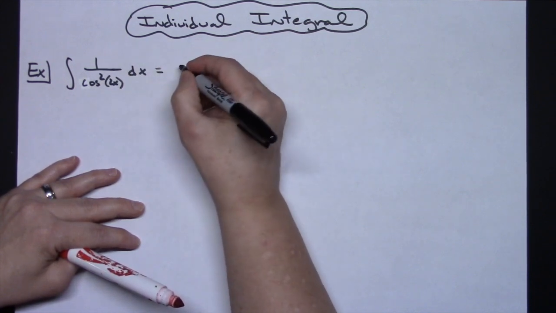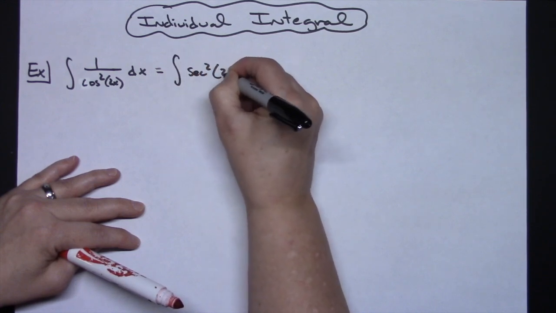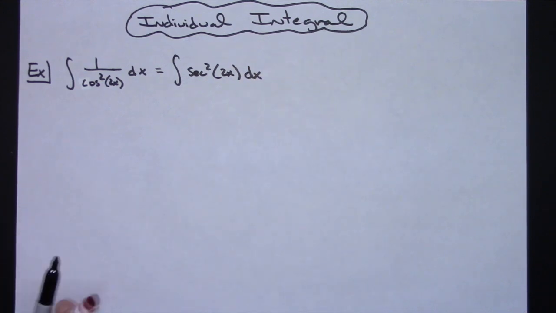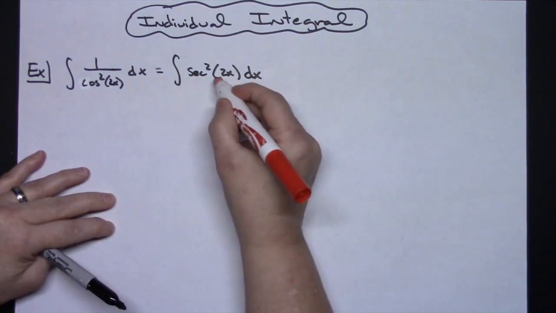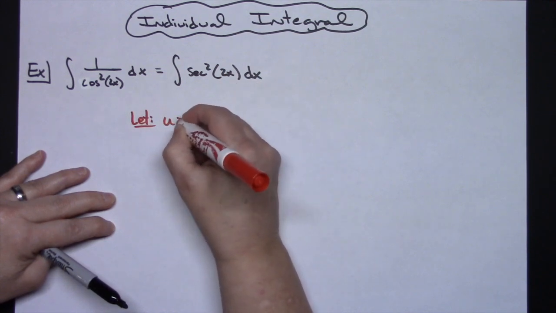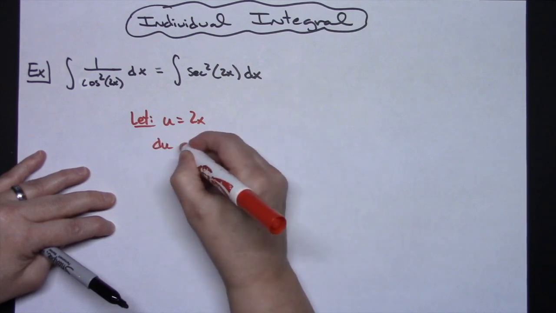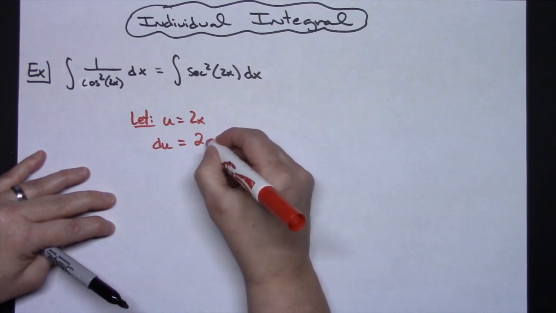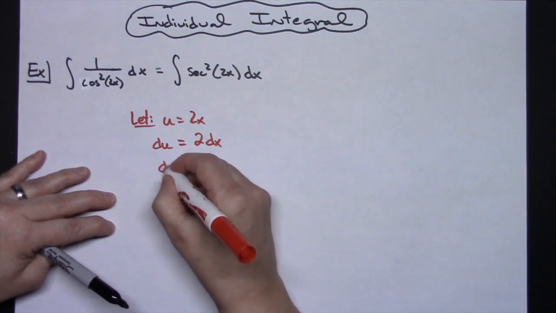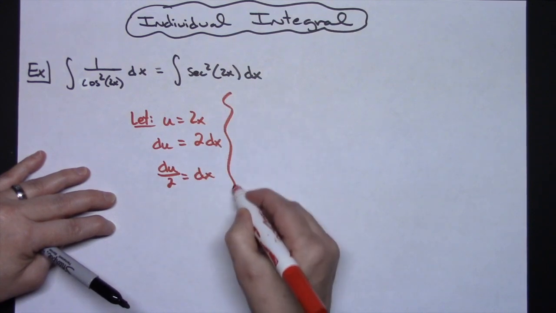So we're going to say that this is equal to the integral of secant squared 2x dx. All right, that's going to let us easily then let our u be the inside portion of this function. So we're going to let u equal 2x. From there, I'm going to take the derivative of both sides. du is equal to 2 dx. I'm going to go ahead and solve all the way down for dx. So I'll have du over 2 is equal to my dx.